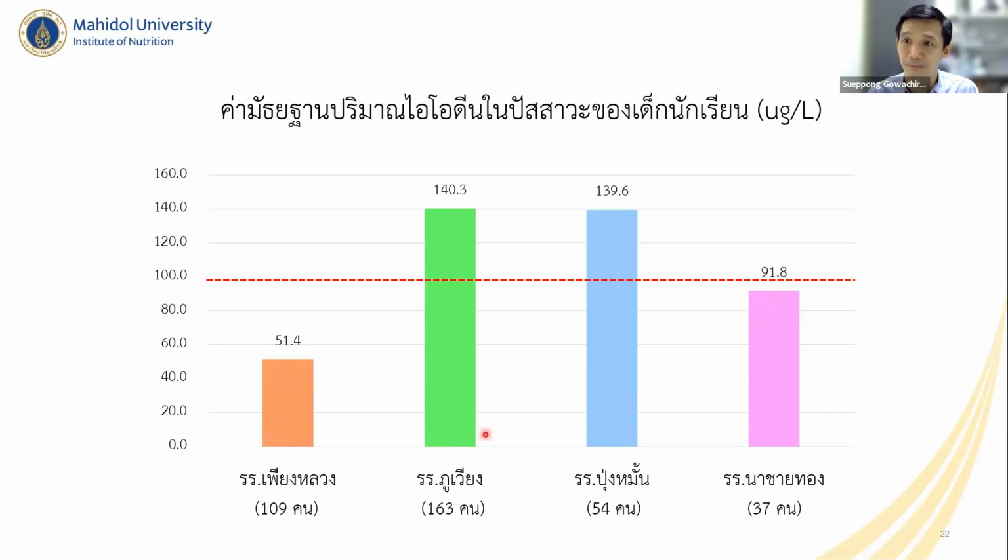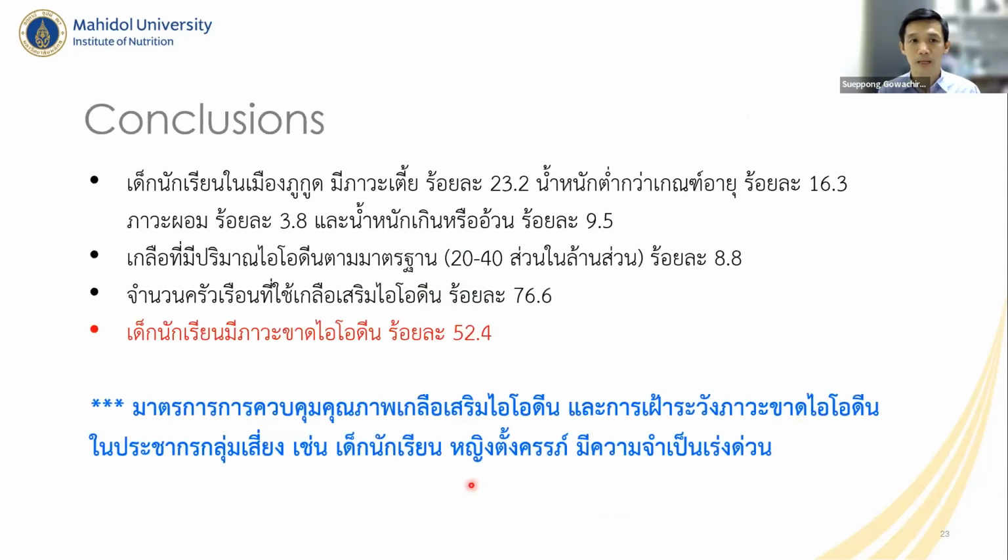And the proportion of salt that meets the requirement or quality of 20 to 40 ppm is only 8.8%, which is very low and signifies a problem. And the households that use iodized salt are only 76.6%. We need to be at least 90 to 98%. And most interesting is that more than half of this group of students are displaying iodine deficiency symptoms from the UIC test.